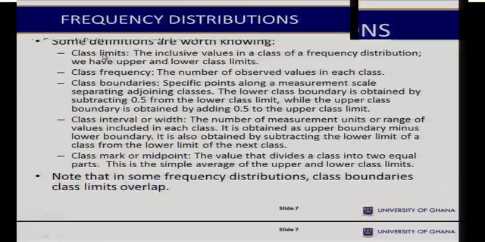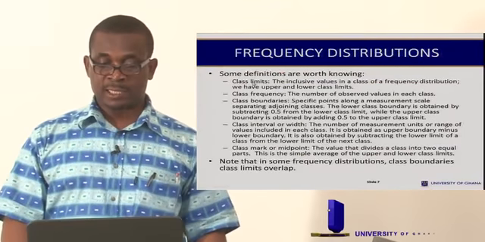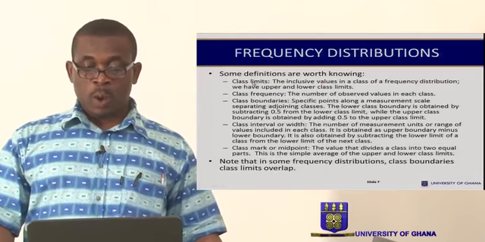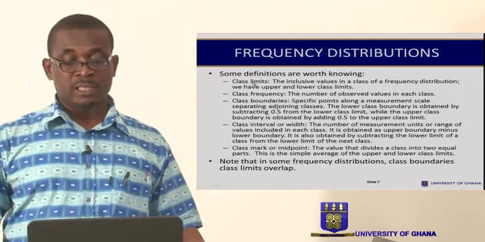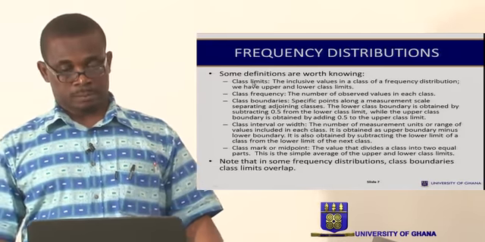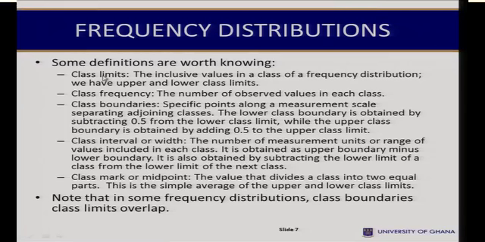We also have what is called the class interval or the class width, and it looks at the number of measurement units or the range of values included in each class, and it's obtained as the upper boundary minus the lower boundary. You can also calculate it as the lower limit of a class minus the lower limit of the class preceding it. And then we have the class mark or midpoint. And this is the simple average of the upper and lower class limits of a particular class.